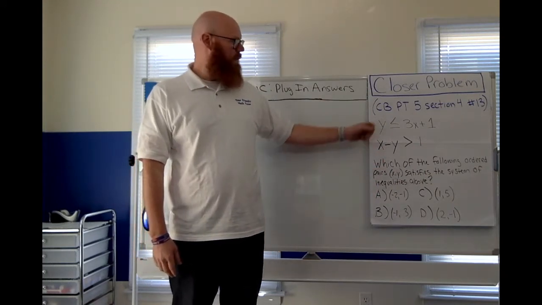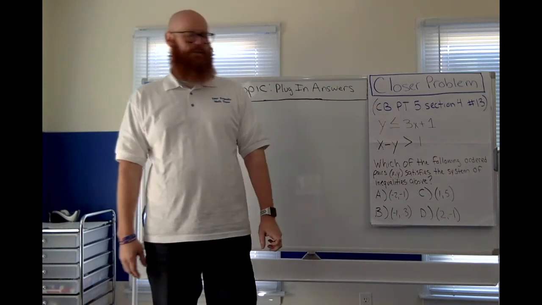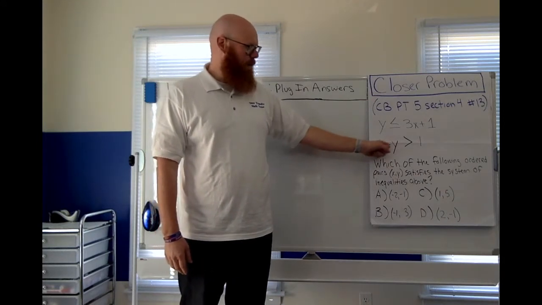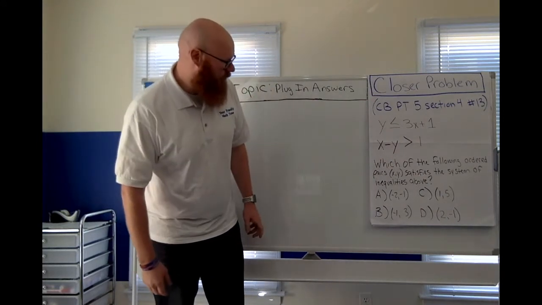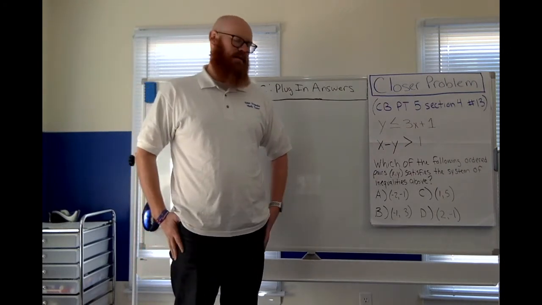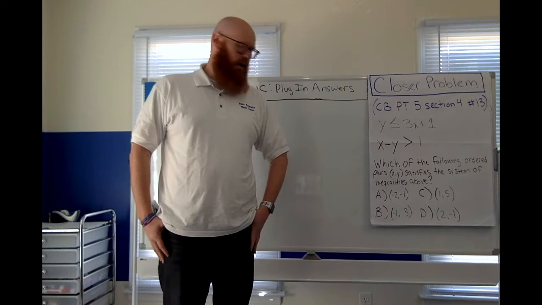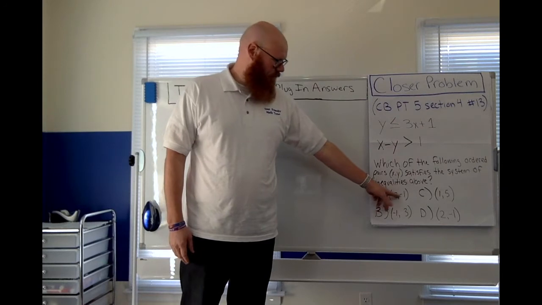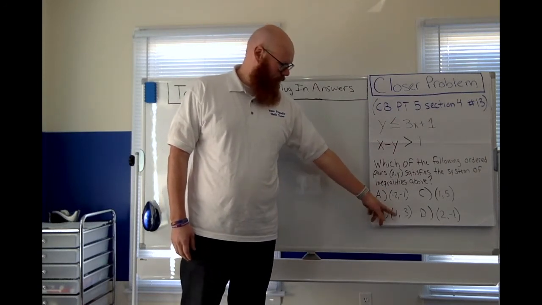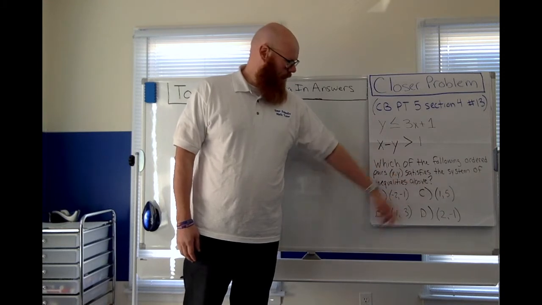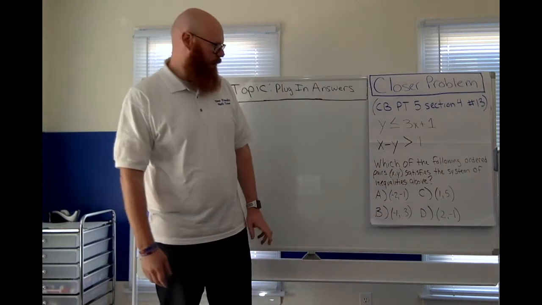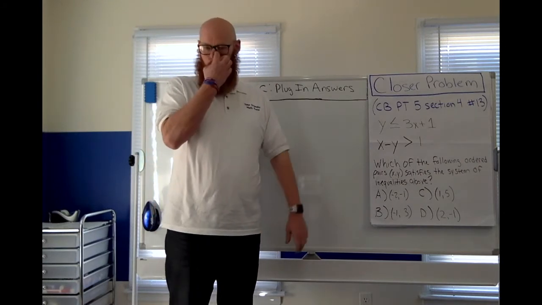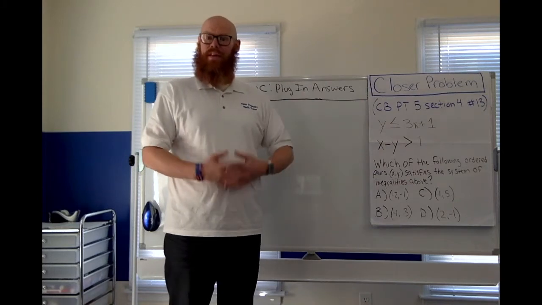All right, so this one is College Board Practice Test 5, Section 4, number 13. It is y is less than or equal to 3x plus 1, and x minus y is greater than 1. The question is, which of the following ordered pairs (x, y) satisfies the system of inequalities above? There are, as always, 4 answer choices: A, (-2, -1); B, (-1, 3); C, (1, 5); or D, (2, -1). And that will end this portion of our questions. We will go over this at the beginning of the next episode.